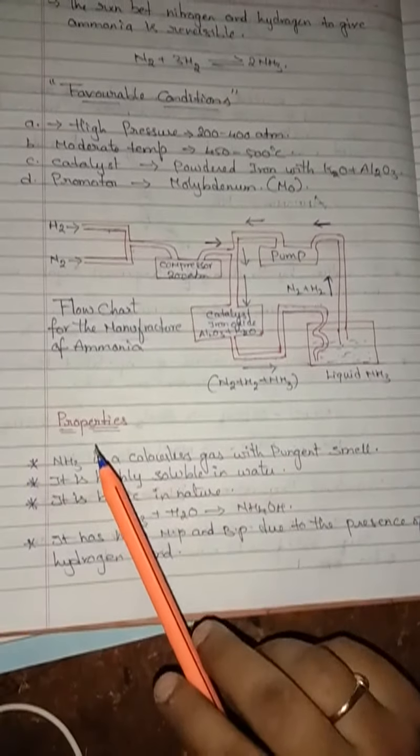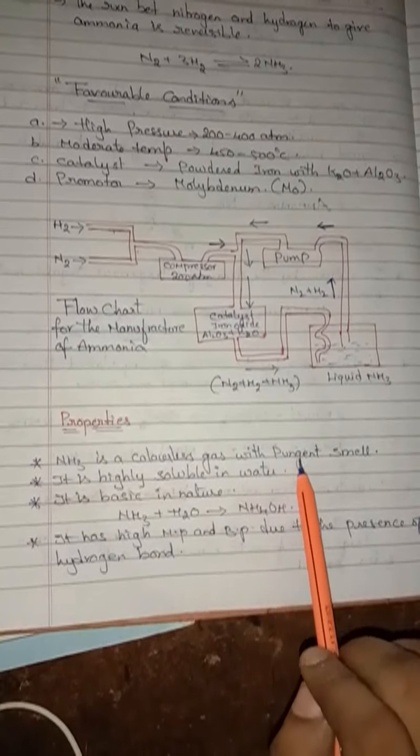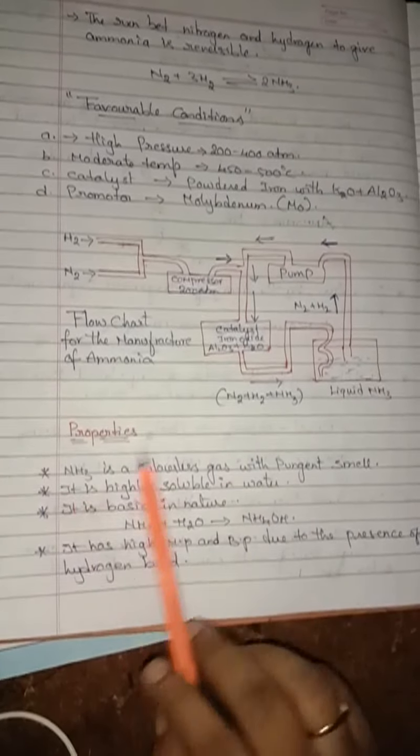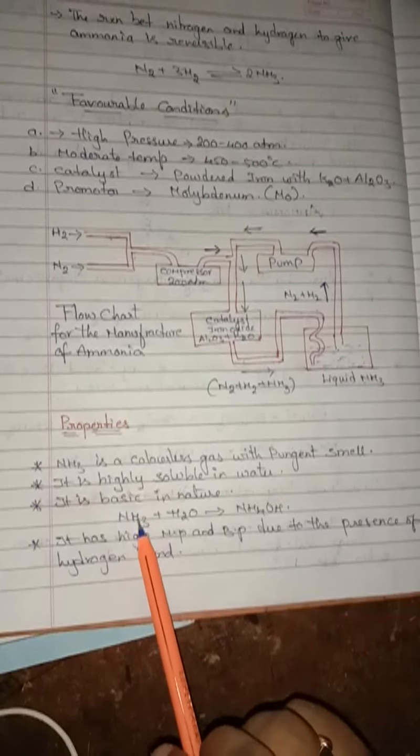Now we are going to see the properties. Ammonia is a colorless gas with a pungent smell which we cannot bear, and it is highly soluble in water. Dinitrogen is insoluble in water, ammonia is soluble in water, and it is basic in nature. When NH3 reacts with H2O, it forms ammonium hydroxide. Hydroxide means it is basic in nature.